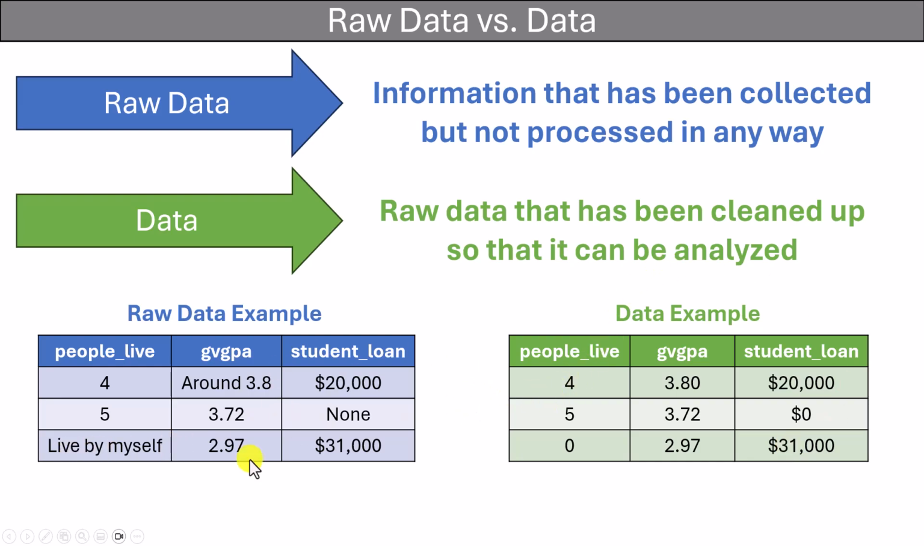So now instead of "live by myself," we have 0. Instead of "around 3.8," we have just 3.8. Instead of "none," now we have $0. This is a very simple example of how you might go about cleaning some raw data. Once again, this is probably already in a lot better form than a lot of raw data will come in. But this is just a simple example of how you may clean up raw data so that it can be analyzed.